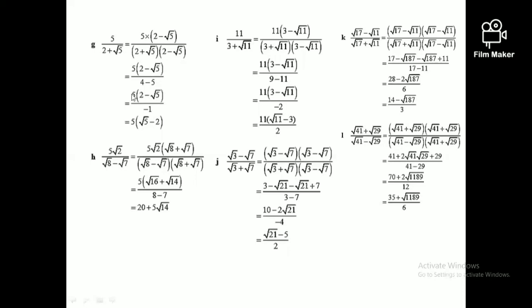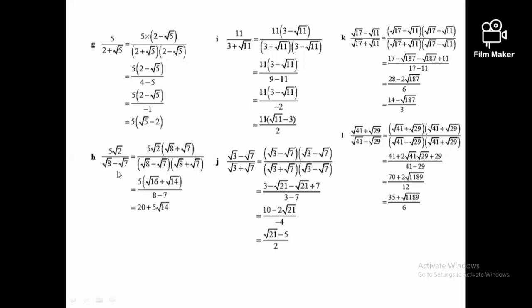Then if you divide this by minus 1, what happened? This 2 turns into minus and this minus turns into plus. So it turns into 5 times (root 5 minus 2). Or if you feel this is hard, you can use your calculator and just multiply it. You can verify your answer with that, right?